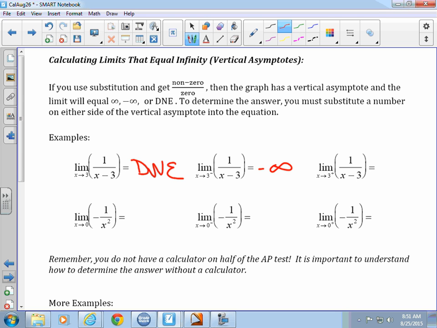What about the next one? From the right. So 4. Right? If you wanted to get really close, you could do 3.00001. Either way, what kind of number do you get? Positive. Do we agree?